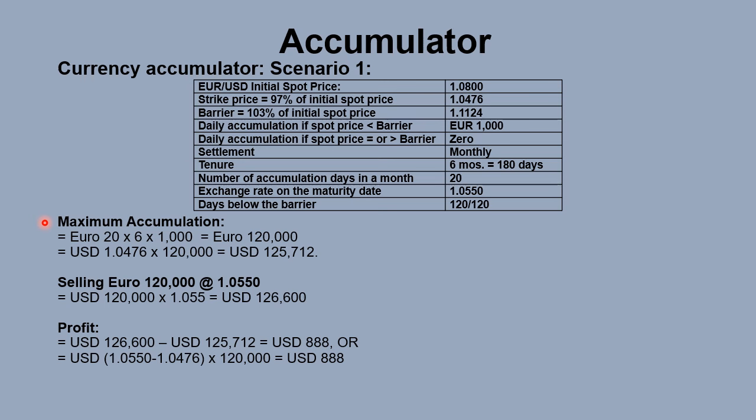Suppose the exchange rate is above 1.0476 on maturity, let's say it is 1.055. The investor may sell the accumulated euro for USD 120,000 into 1.055, which is USD 126,600, thereby making a profit of USD 126,600 minus USD 125,712, the initial purchase price, which is equal to USD 888. Or you can look at it this way, the profit is (1.055 minus 1.0476) into 120,000, which is USD 888.